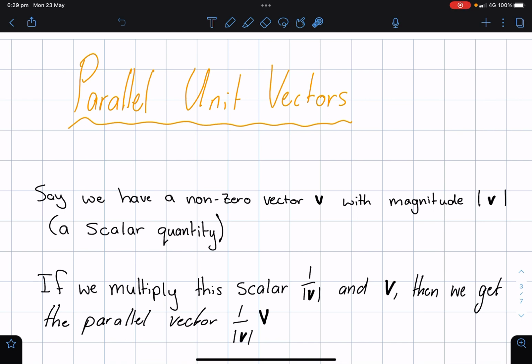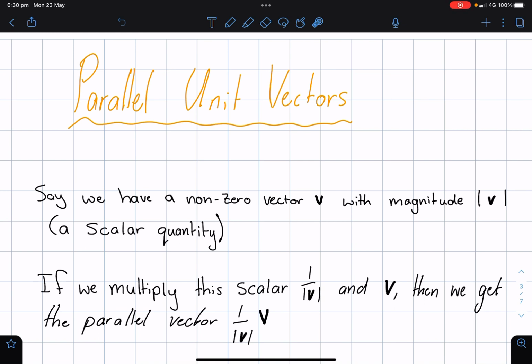So last video I introduced the idea of parallel vectors and how if two non-zero vectors are parallel, then one vector is the scalar multiple of the other. Now we're going to develop that idea into parallel unit vectors. We did a little bit of work with unit vectors a few videos ago, so just a reminder: a unit vector has magnitude 1. Let's keep that fact in the back of our mind.